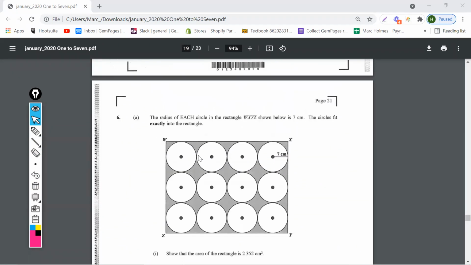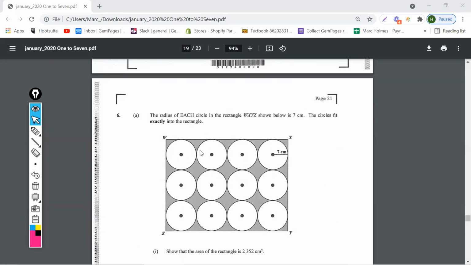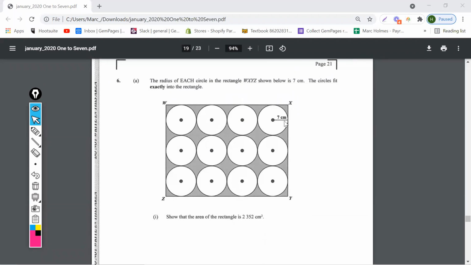It says here, guys, the radius of one of the circles in the rectangle is 7. So if here is 7, that means let me just draw it for you. 7, 7, 7, 7, 7, 7, 7, 7, right?